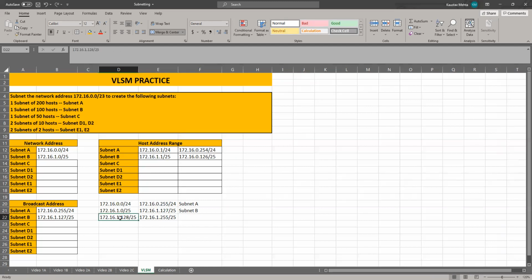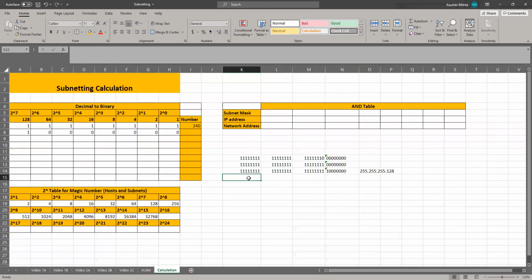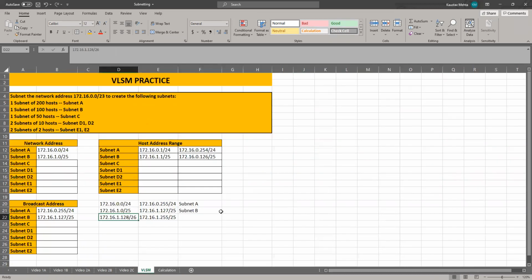So further breaking this down, we can convert this /25 into a /26. If we do that, our magic number would once again change. So now our subnet mask becomes 1, 1, followed by all zeros. So 5, 6, 7, 8. Now our magic number becomes 64, because this is our last octet and our ones are ending at 64. So our magic number here becomes 64, which means our subnets go up by 64.